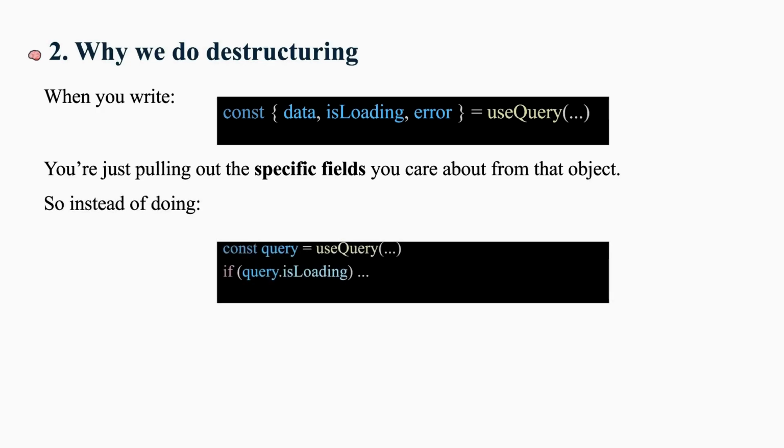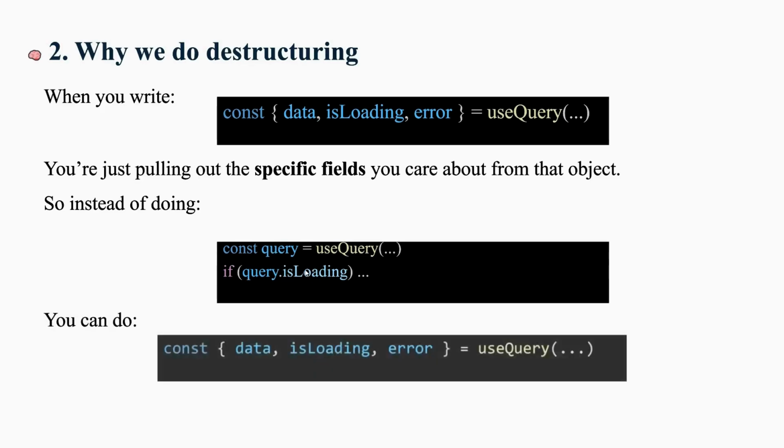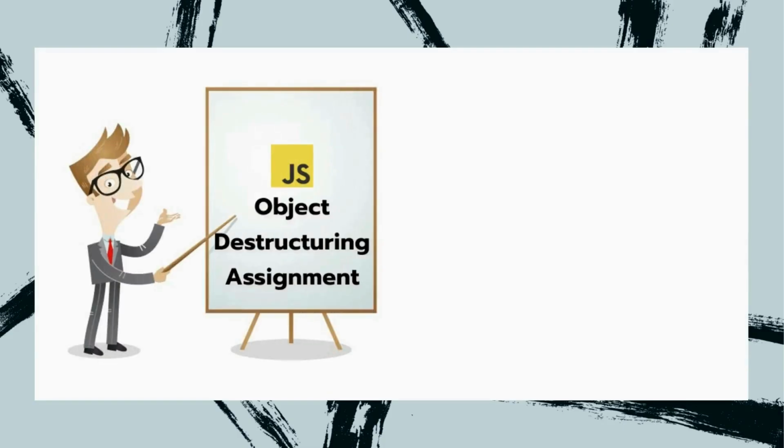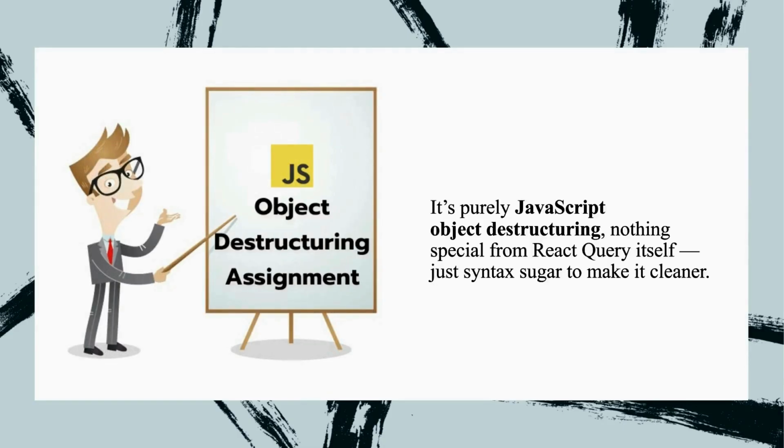So instead of doing const query = useQuery and then calling if query.isLoading or query.data, you can do it this way. That's the exact reason why we do destructuring. It's purely JavaScript object destructuring, nothing special from React Query. It's just syntax sugar to make it cleaner.